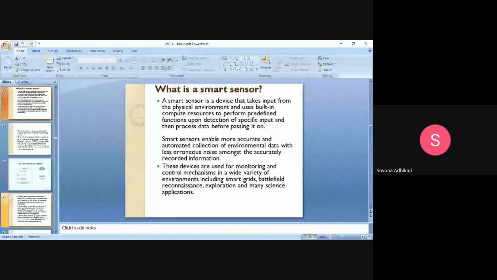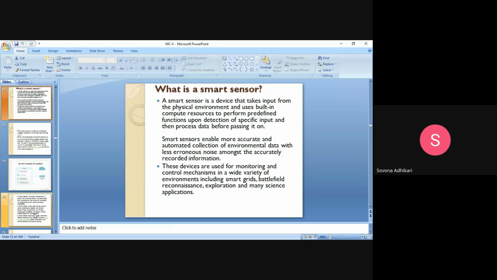What is a smart sensor? A smart sensor is a device that takes input from the physical environment and uses built-in compute resources to perform predefined functions upon detection of specific input and then process data before passing it on.